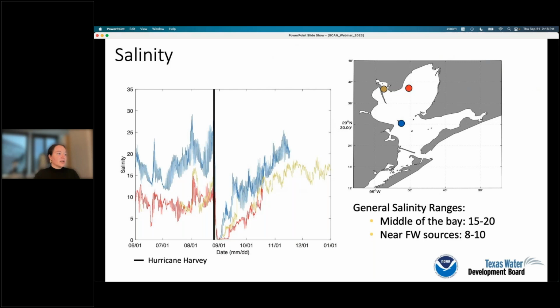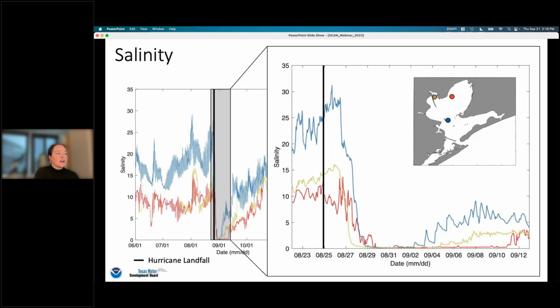Hurricane Harvey is marked now on this plot by the strong black line. We can see that prior to the landfall of the hurricane, middle of the bay salinity tended to range between 15 and 20, while the salinity near the freshwater sources was lower, ranging from about 8 to 10. However, if we zoom in on the area just after Harvey, we saw a dramatic decline in the salinity at all points in the bay.